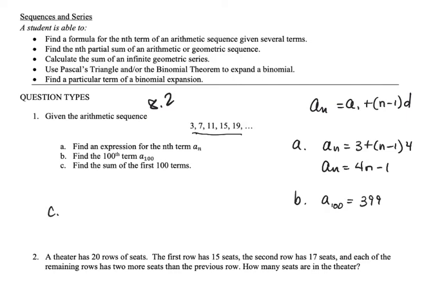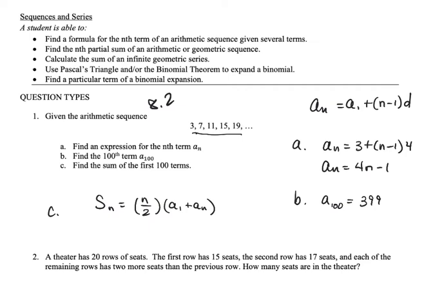Now part C uses a different formula. Find the sum of the first 100 terms. Also on that formula sheet, you're going to find what's called the partial sum of an arithmetic sequence. It is a partial sum because we're only adding 100 terms, not an infinite number of terms. So the partial sum of an arithmetic sequence is n over 2 times the first term plus the last term that you're adding. That would be the formula you would need to use.